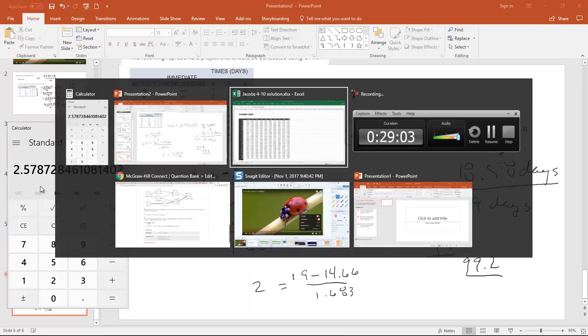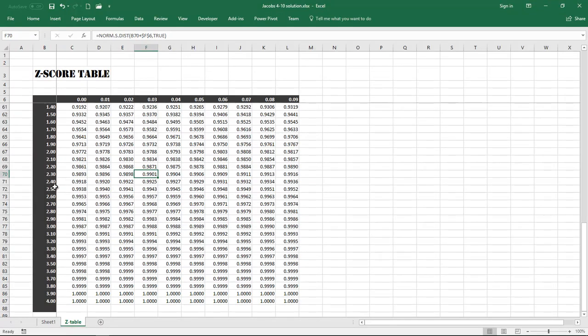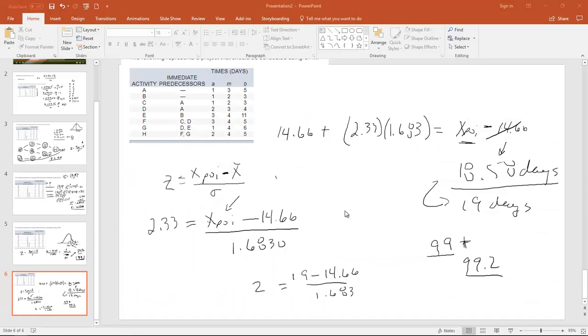Going back to our tables here. 2.58. Here's 2.5, and we have to come over to add in the 0.08. So we have 2.5 plus 0.08 is 2.58, and the probability is 99.5%. We gained half a percent. You know, does that matter or not? I don't know. But instead of just leaving it open, we just weren't lazy. We went and we figured it out. So when we tell them 19, we bought ourselves a 0.5% increase in likelihood.